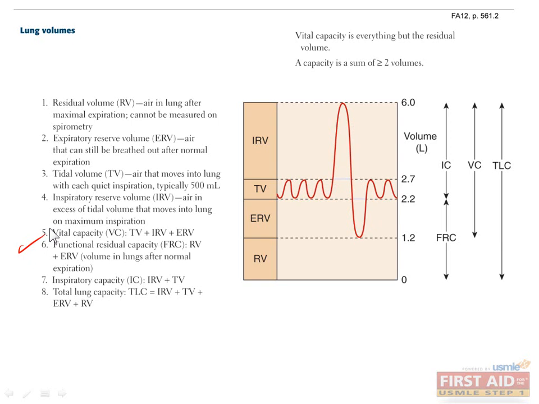Functional residual capacity is the volume in the lungs after normal expiration. So which volumes would comprise FRC? Well, that would be residual volume and expiratory reserve volume. On the other hand, the inspiratory capacity is the tidal volume plus the inspiratory reserve volume. Okay, finally, how do we determine total lung capacity? Well, that's basically everything. So inspiratory reserve volume, tidal volume, expiratory reserve volume, and residual volume. The whole shebang.